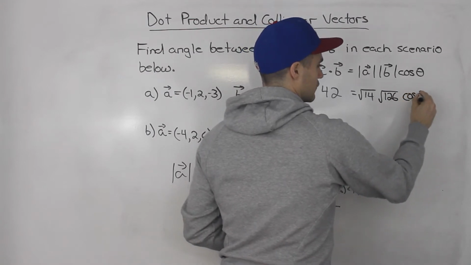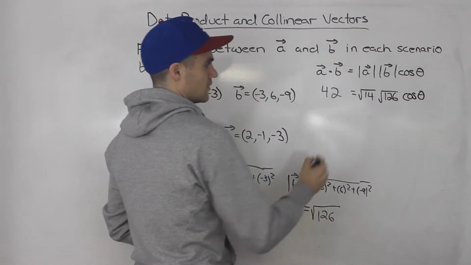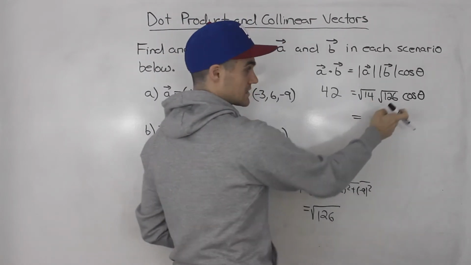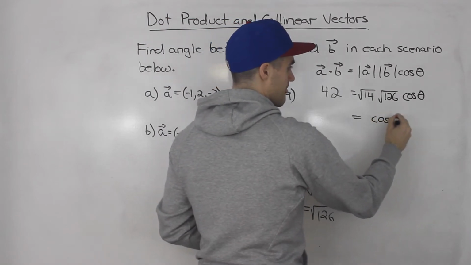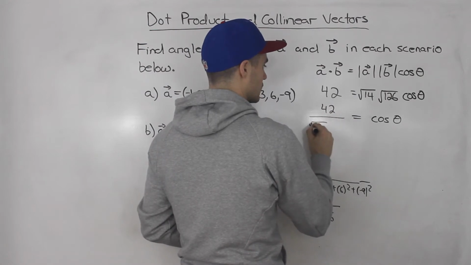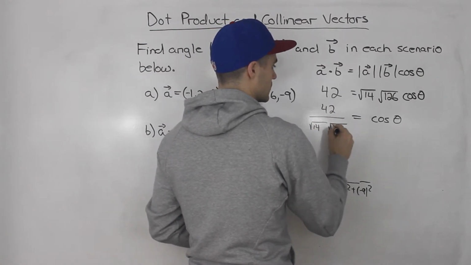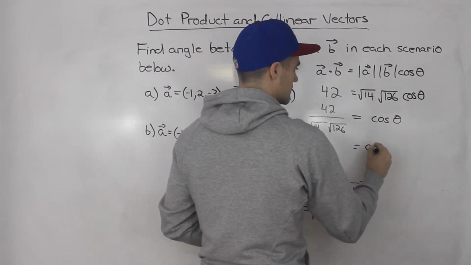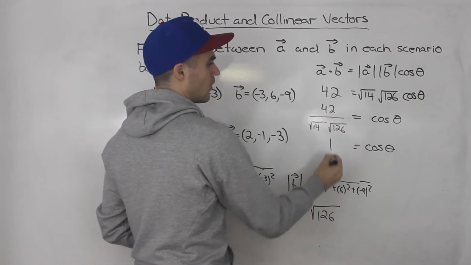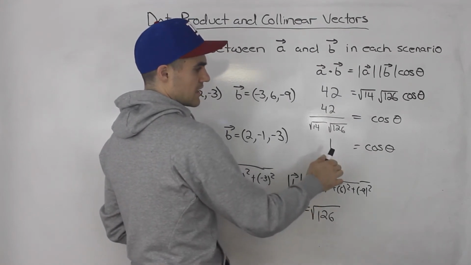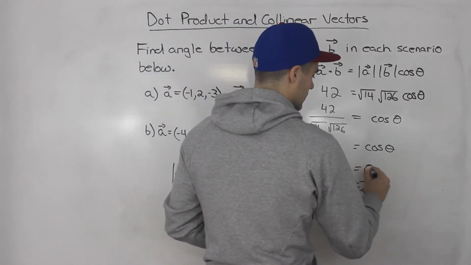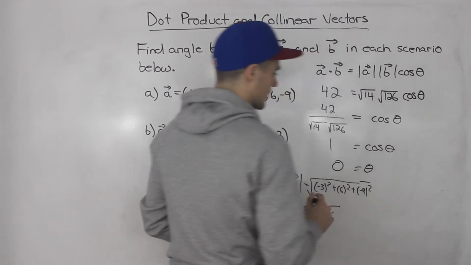And then we're solving for theta. So we divide both sides by root 14 times root 126 to get that cos theta by itself. So 42 divided by the square root of 14 times the square root of 126. If you do this in your calculator, you actually end up getting 1. So when does cos theta equal 1? If you inverse cos of 1, you would end up getting theta equaling 0.